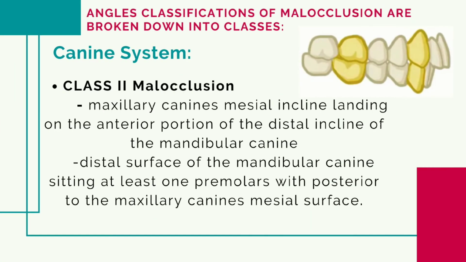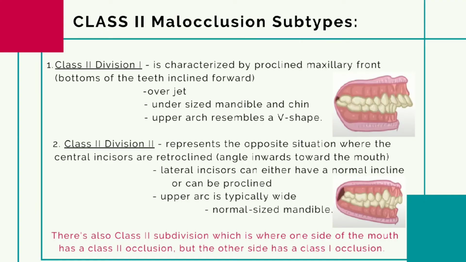Class 2 is characterized by the maxillary canine's mesial incline landing on the anterior portion of the distal incline of the mandibular canine, and the distal surface of the mandibular canine sitting at least one premolar width posterior to the maxillary canine's mesial surface. Class 2 malocclusion also has subtypes.